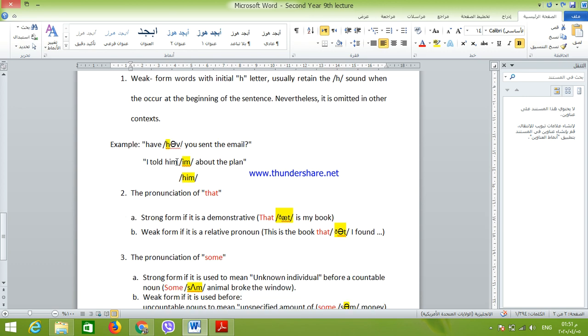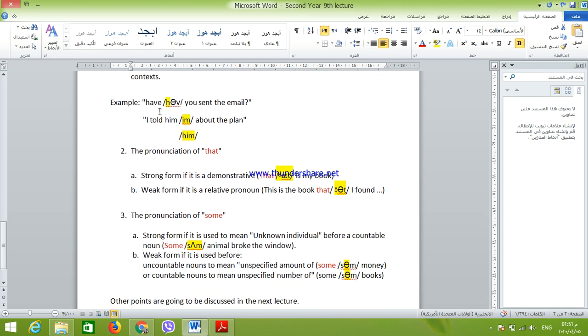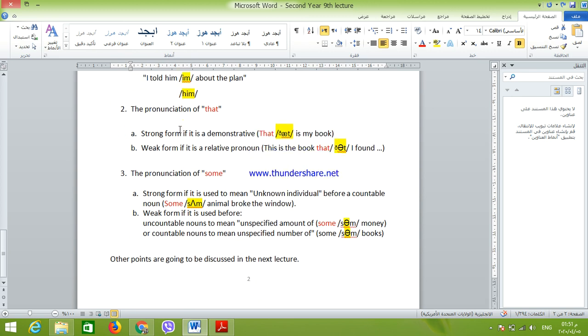Nevertheless, it is omitted in other contexts. Let's have a look at this example. Have you sent the email? Look at the h. It is pronounced. We keep it. Why? Because have is a word that comes at the beginning of the sentence. In other context, for example, I told him about the plan. We normally pronounce it im. I told him about the plan, because this is not in initial position. Have you noticed the difference? This is the h sound which is not pronounced because it is not in the beginning of the sentence, it is in the middle of the sentence.